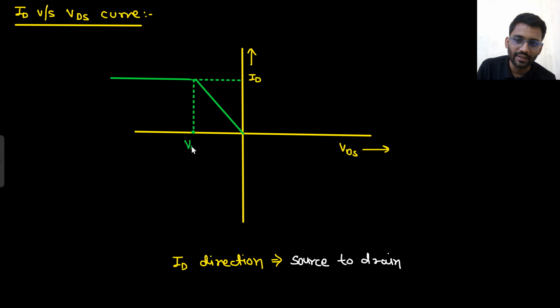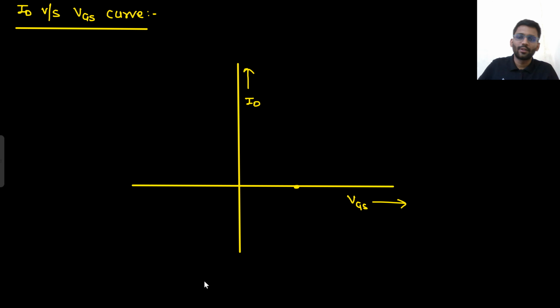Okay, so this will be VDS set. VDS set. Well and good. This is ID set. And what about this curve? ID versus VGS curve.